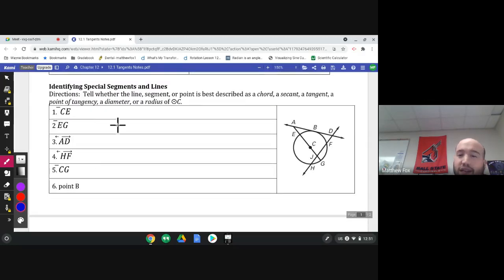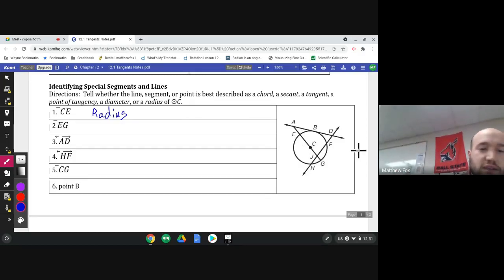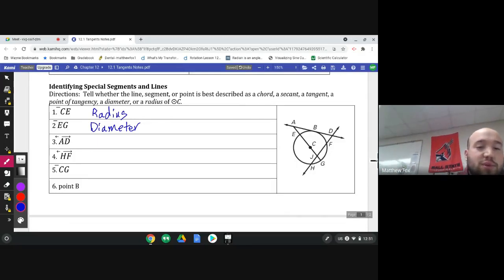So number 1, CE. So it starts at the center, goes to the edge. That is known as the radius. All right, our next one, EG. Goes from one edge to the other edge through the center. That is the diameter. Now our next one, AD, is a line, so limits our choices. AD, it only touches at this one point B. That is going to be tangent. Remember, point B, that's our last one here, is known as our point of tangency.